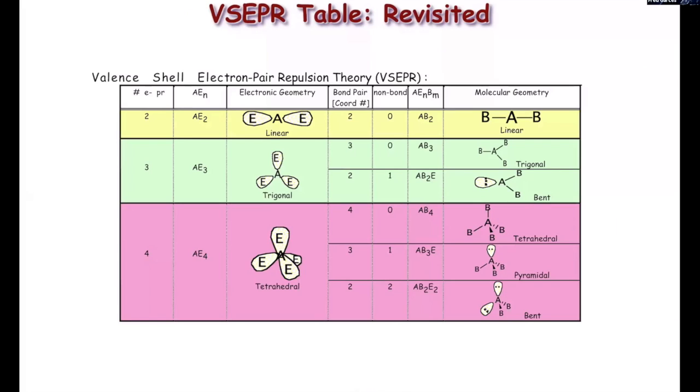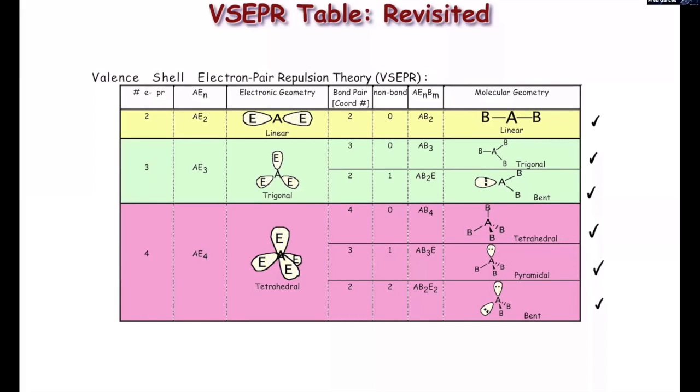So again, remember this table. Make sure you print it out or at least have it in your notes when you are taking the test, because this particular table will help you a lot in figuring out the geometry of a chemical. And the geometry is going to be based on how the valence electrons are arranged. It's going to be linear, trigonal, bent, tetrahedral, pyramidal, or bent tetrahedral.